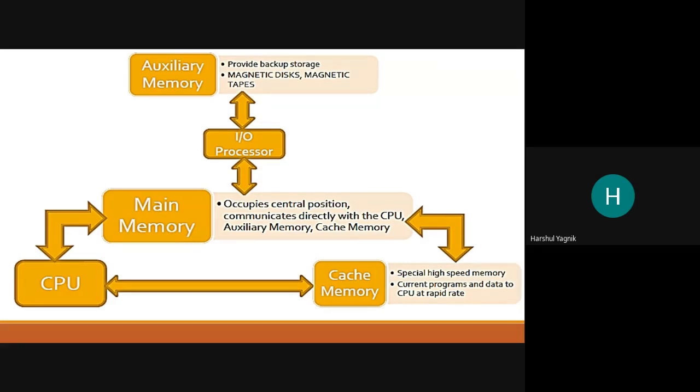Now, why small size? Because the larger the memory, the more area it will occupy on the chip, and the size of the whole processor has to be small. If a very high amount of memory is fabricated, then the size of the chip will increase, so that is not possible. The chip area has to be mainly covered by the circuit for the CPU, the processor. That is why cache memory size is very small compared to main memory or auxiliary memory.